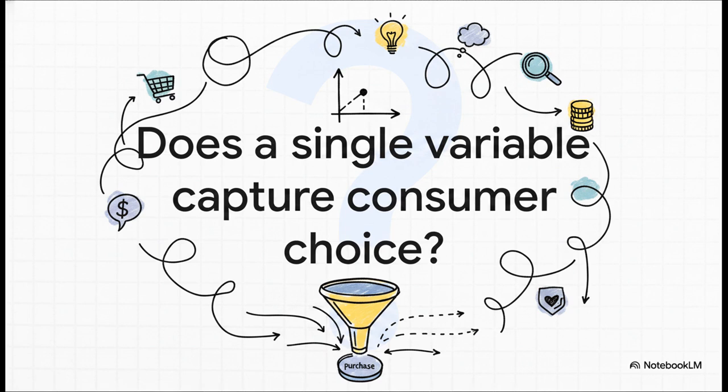But I want to pose this rather provocative question to the judges evaluating this kind of evidence. Does a single variable truly capture a consumer's choice? Treating a purchase as a single discrete decision, just a simple dot on a graph, completely ignores the incredibly complex, layered reality of how humans actually make decisions.